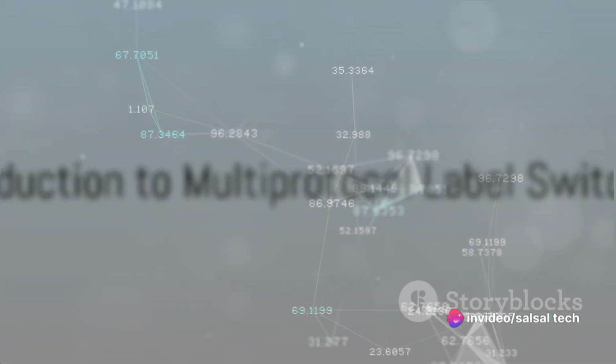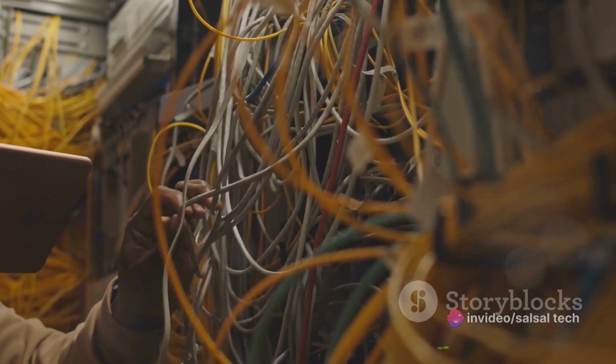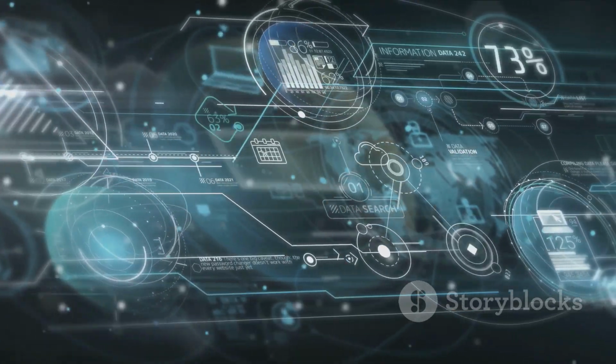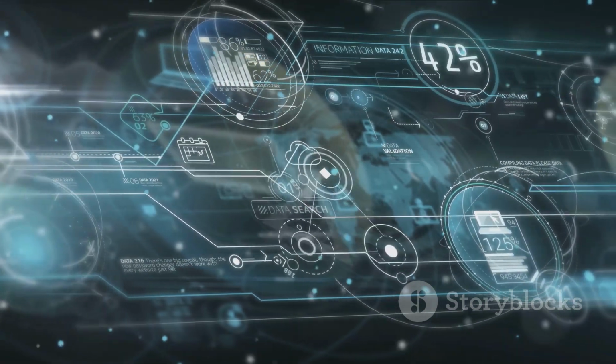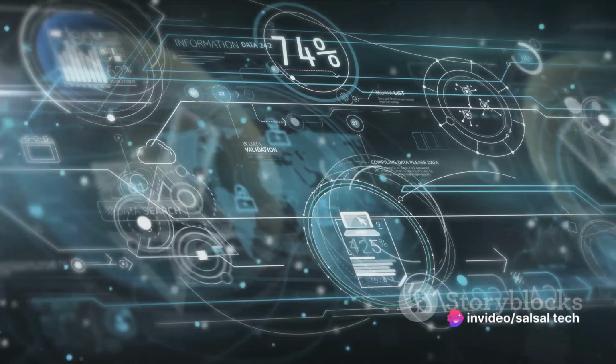Ever wondered what multi-protocol label switching is and how much it costs? Let's start by unraveling this tech jargon, shall we? Multi-protocol label switching, or MPLS for short, is a protocol for speeding up and shaping network traffic flows. It's like the traffic cop of the network world.